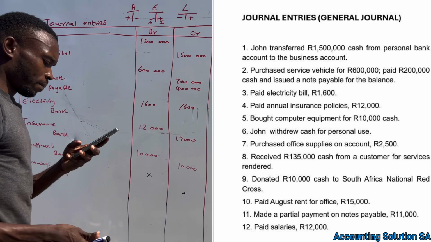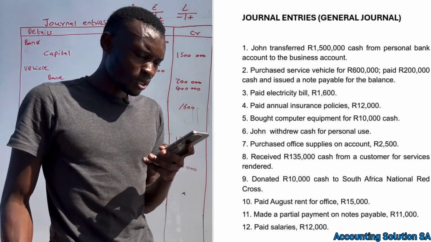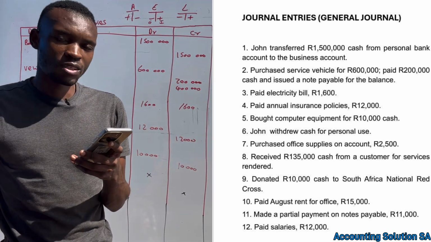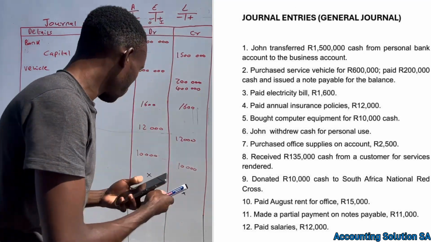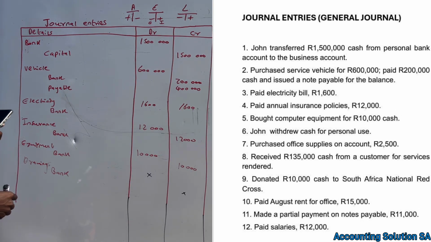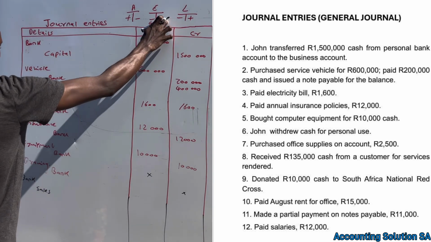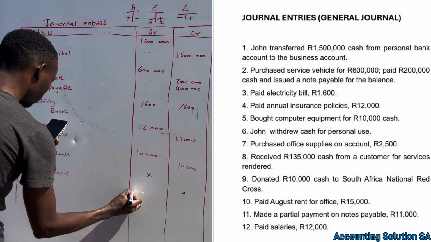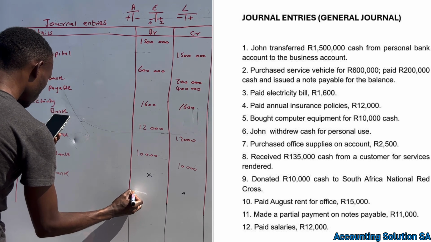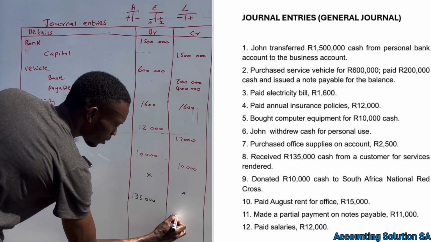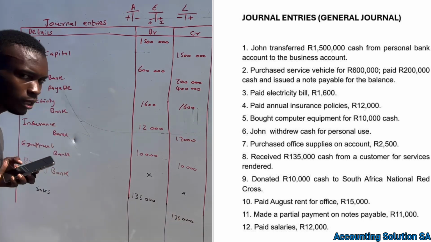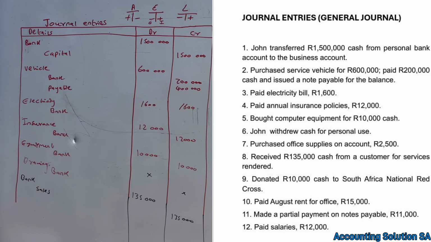Now let's proceed. The next one, they say they received 135,000 cash from a customer for service rendered. Service rendered is like sales. We receive sales of an amount of 135,000. Bank is going to increase. Sales is income, so it must come this side. The amount is 135,000. Very simple.